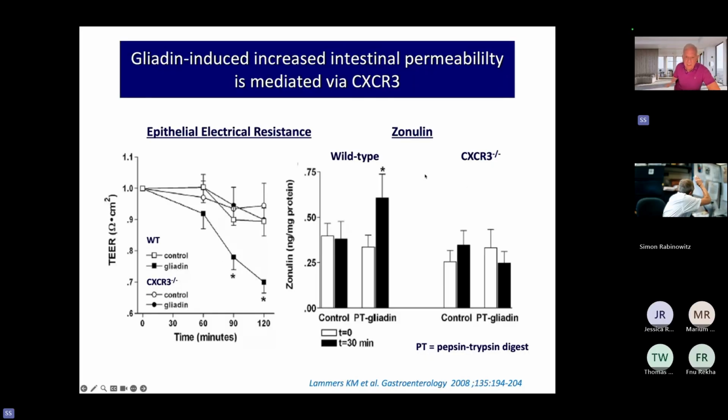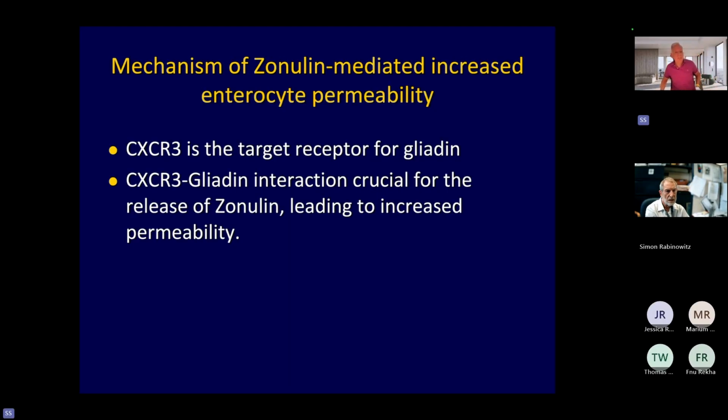And here we have, looking at zonulin concentration, again in the wild type, you add gliadin, a marked increase. In CXCR3 explants, you find that there's no change. So CXCR3 is critical. It is the receptor for gliadin. Without the expression of CXCR3, ostensibly, one cannot have celiac disease. So again, CXCR3 is the target receptor for gliadin, and this CXCR3 gliadin interaction is crucial for the release of zonulin, leading to increased permeability.